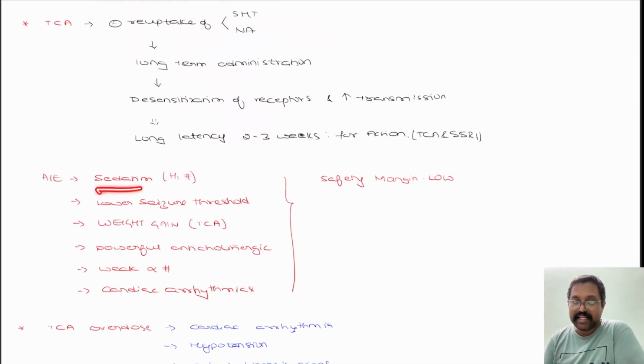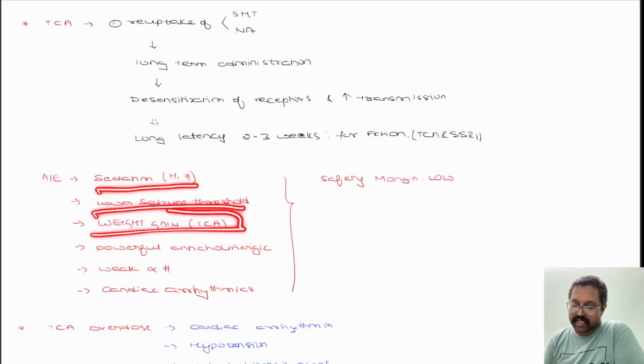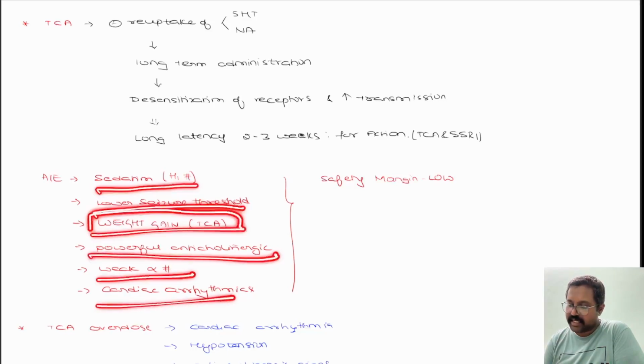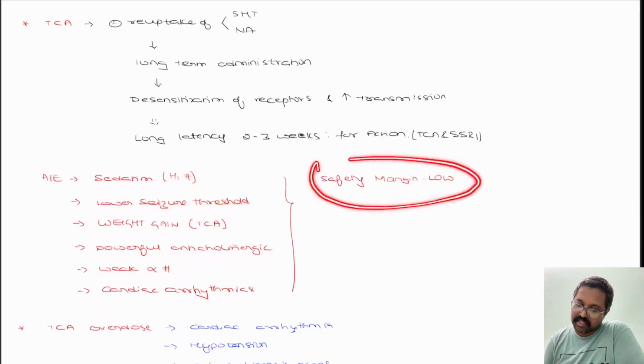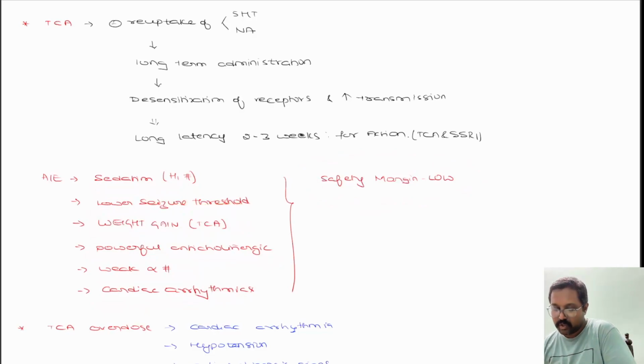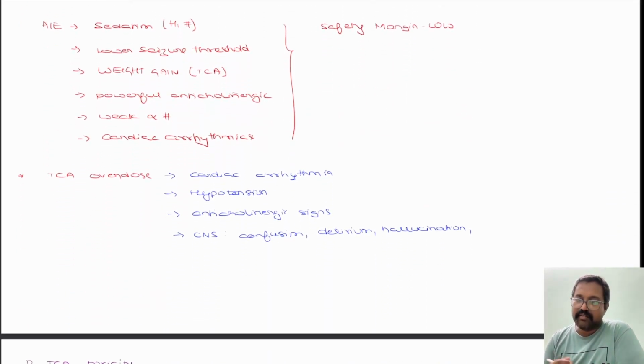So we have sedation due to H1 blocking activity, lower seizure threshold, weight gain, which is very important and classical of TCA, powerful anticholinergic effects, weak alpha 2 antagonist, and cardiac arrhythmias. So the safety margin of the TCA is very low. What to give in case of tricyclic antidepressant overdose?